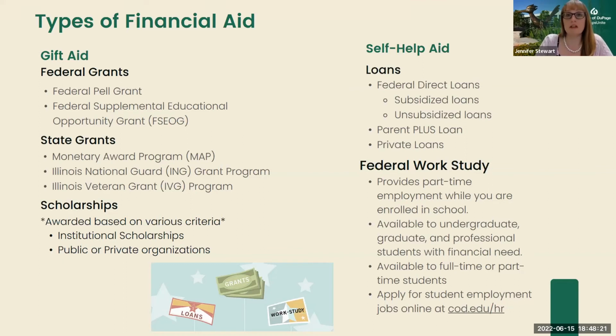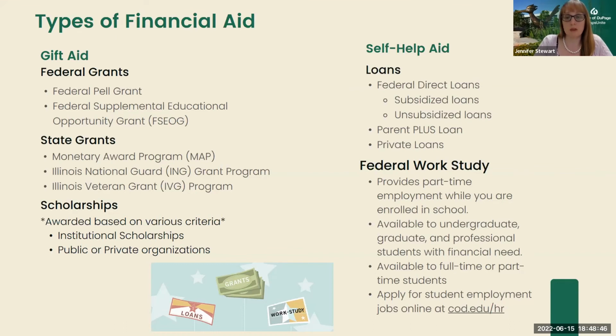Then there are private loans. Private loans are completely outside of FAFSA. So you do not need to file a FAFSA to apply for a private loan, but it's just what they say, it's a private loan. So the interest rate is going to vary, which means it's going to look at your credit. If you don't have the best credit or no credit, they may require a cosigner. So your interest rate is going to fluctuate, and you don't have all those protections as you have with the federal direct loans.